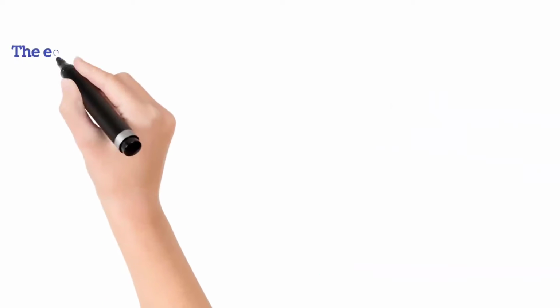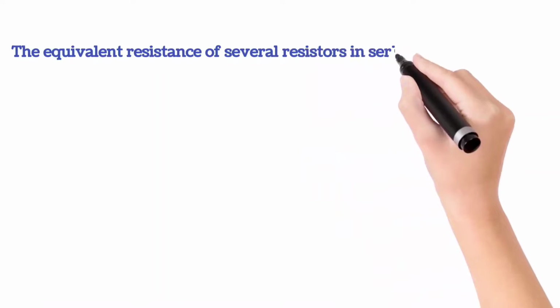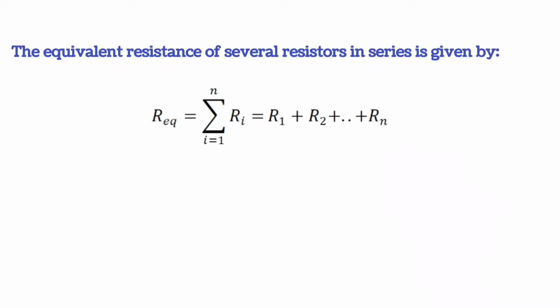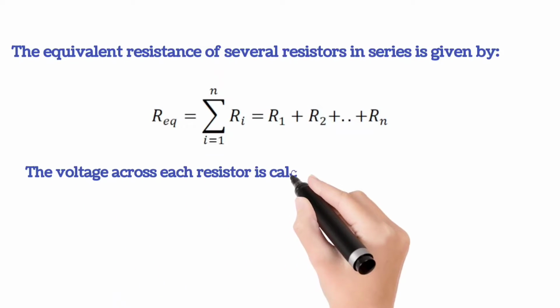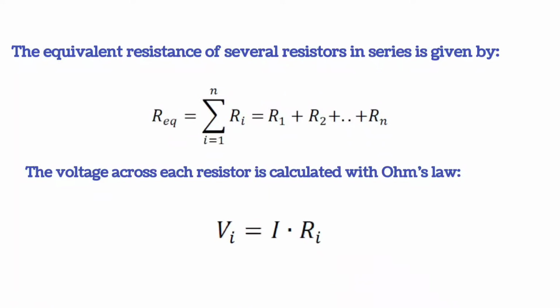The equivalent resistance of several resistors in series is given by: the equivalent resistance is equal to the algebraic sum of the resistors. The voltage across each resistor is calculated with Ohm's law, that is V equals IR.